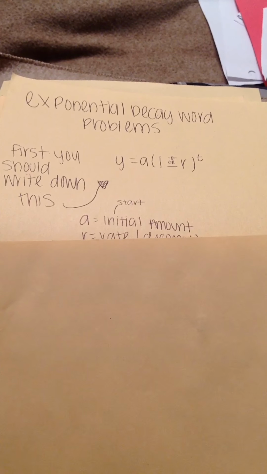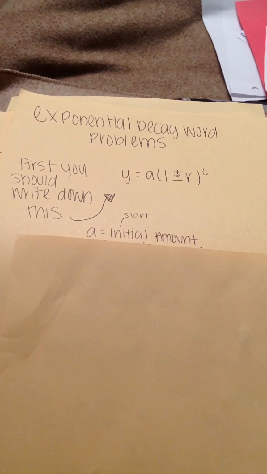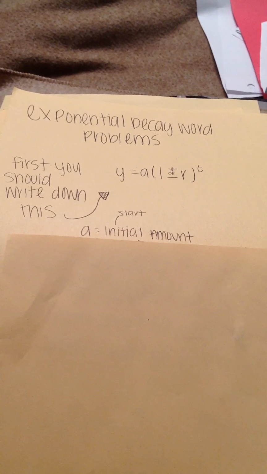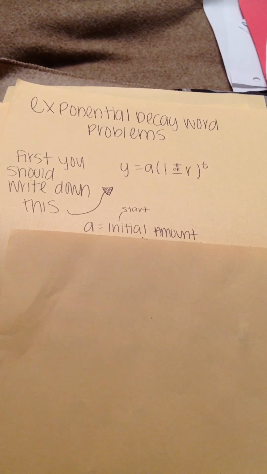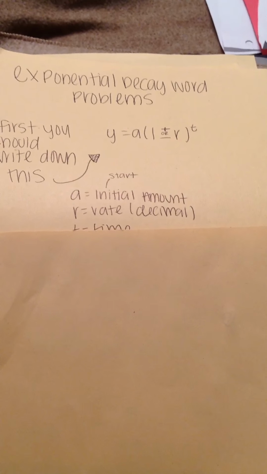A is your initial amount, so basically what you start off with. For example, if it tells you that you have 120 people, that's your initial amount. R is the rate. If it tells you you have 120 people, how many after you decrease by 4%, that is your rate.